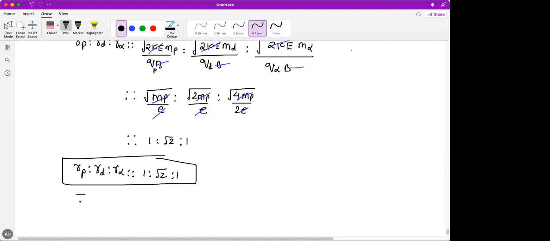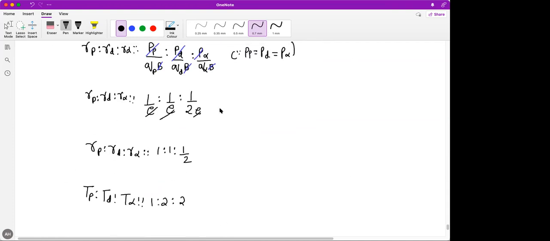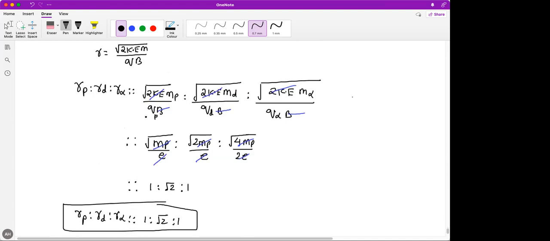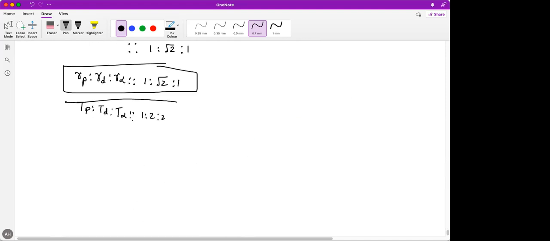Time period will have same ratios? Time period is independent of velocity, is independent of radius. It won't change. It will be 1:2:2. The ratio of time period will not change. Fourth part. Same potential difference.